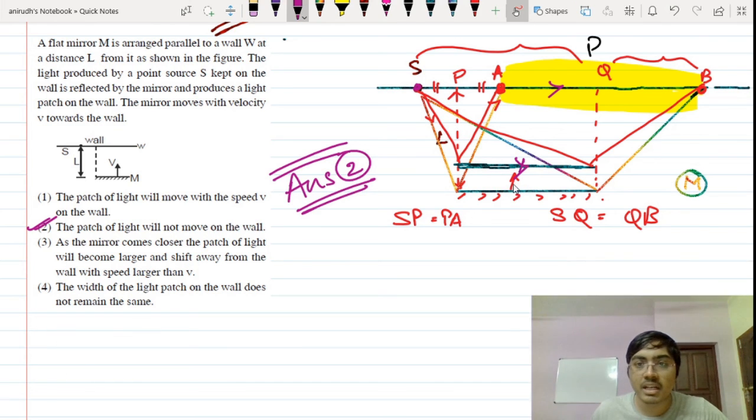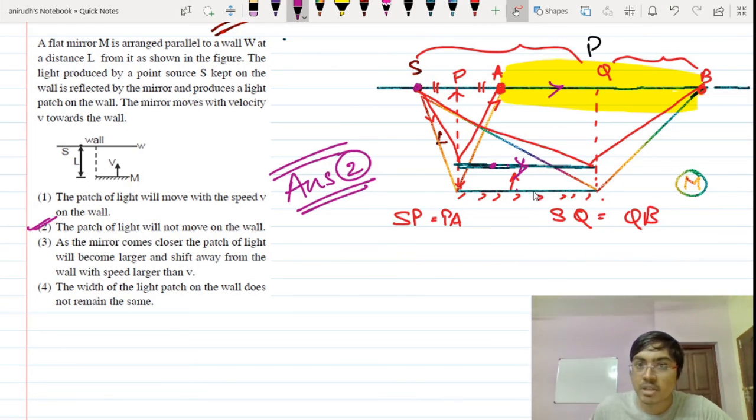Similarly, now when my mirror is transposed to this new position, what happens is the source is again sending the wave, and again it will be falling on the same spot. Why? Because SP equals PA. Then also it has to maintain the same thing. Now the mirror is exactly following the same path, isn't it?